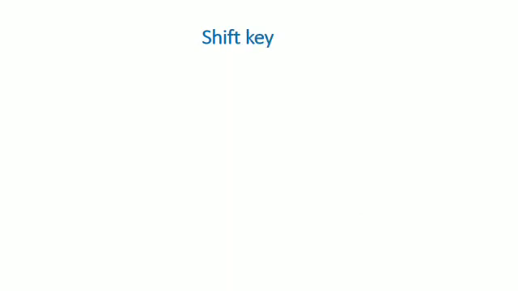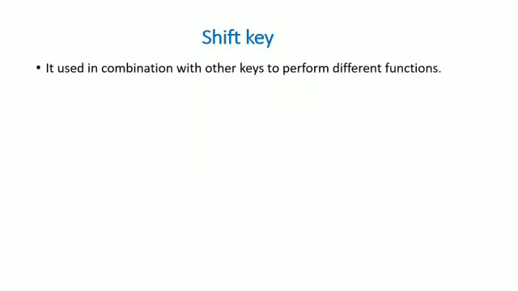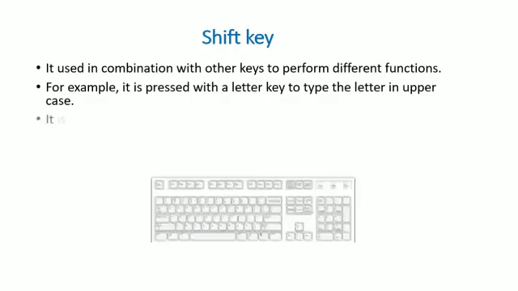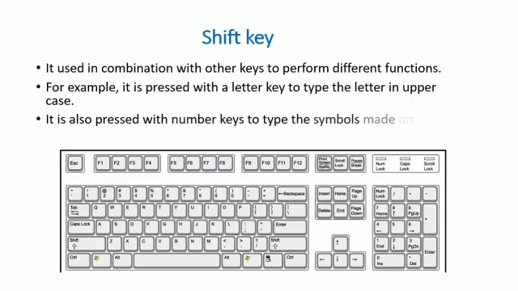Now let's learn about shift key. It is used in combination with other keys to perform different functions. We are using this key with the combination of other keys. For example, it is pressed with a letter key to type a letter in uppercase. Suppose you press shift and A, then A will type in capital.